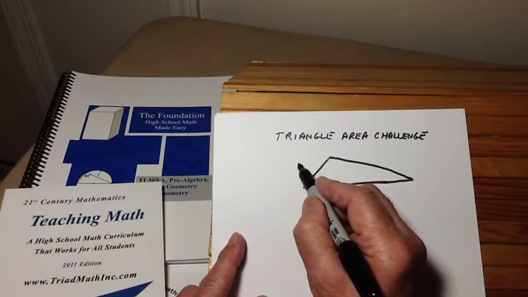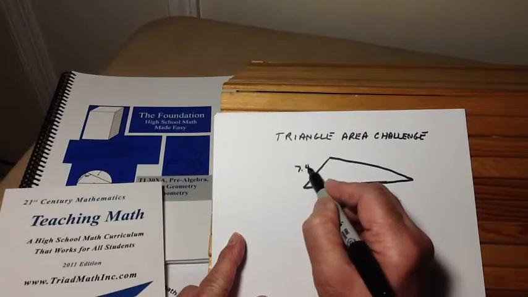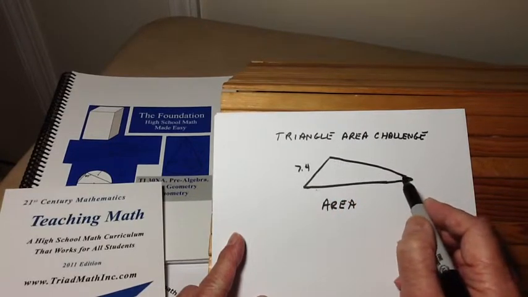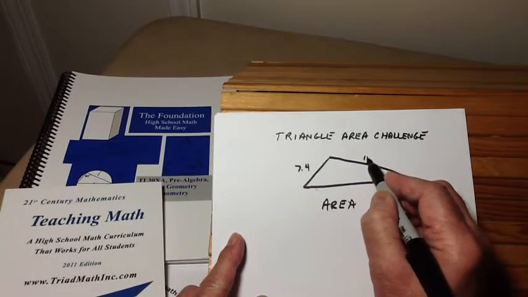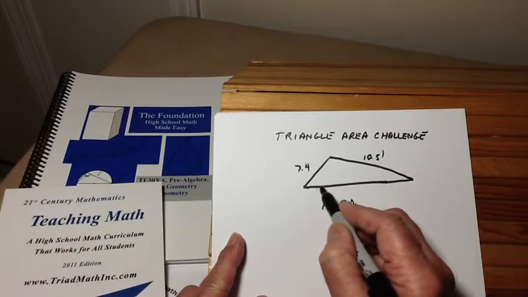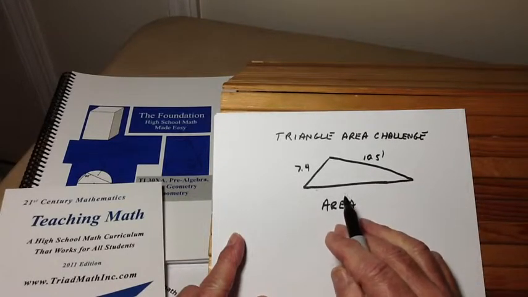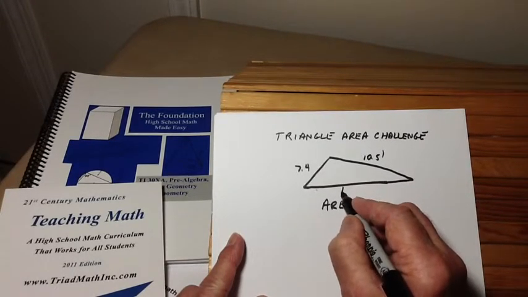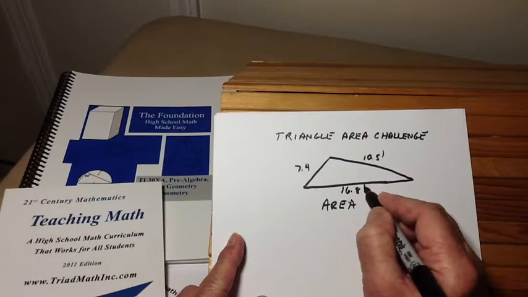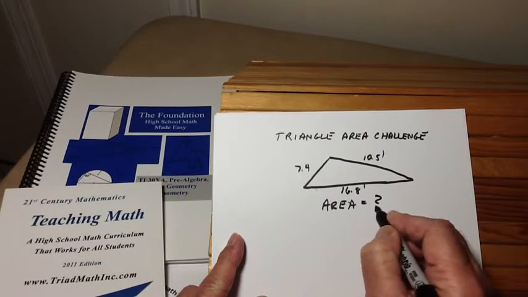So let's say that we decided this first side was 7.4 feet. And let's say this is a longer side, and let's say it is 10.5 feet. And then this is longer yet, so let's say it is, what do you want to make it, 16.8 feet. And then the question is, what is the area?